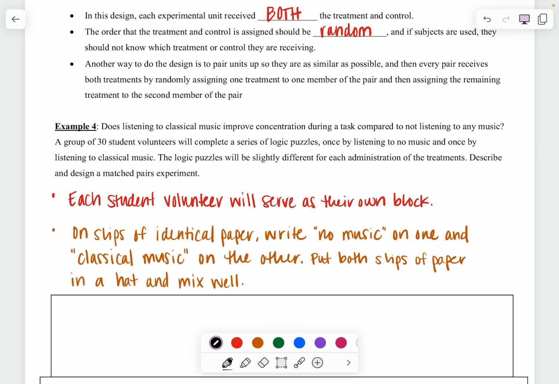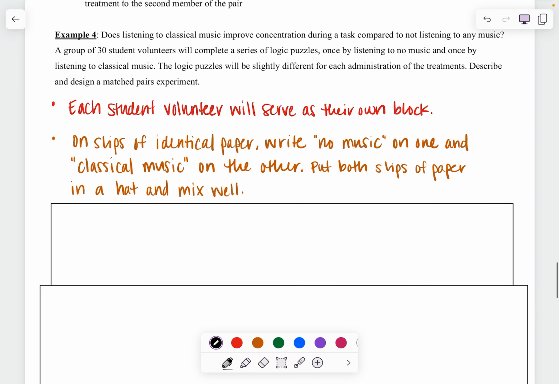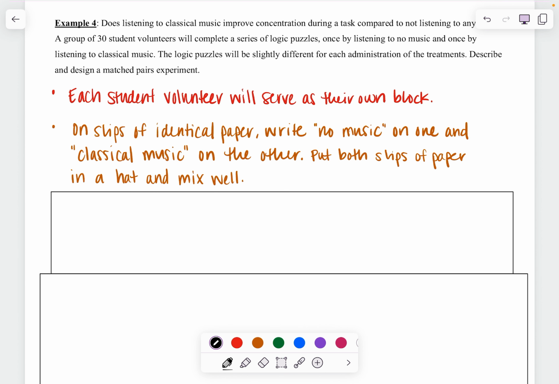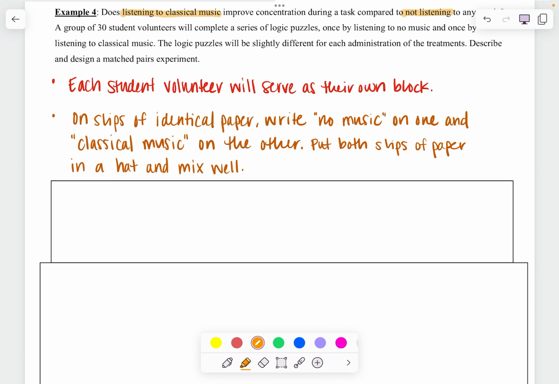So most of the time you have to think logically about when matched pairs would be okay. Things like this, where I'm trying to see, does music affect concentration? That's something where I can have you do the same thing twice and it still seems like valid data. So in this case, they're trying to see if they complete a series of logic puzzles, does listening to classical music and not listening affect your concentration? So I went ahead and said that each student volunteer, because again, experiments mostly are volunteers, is going to serve as their own block.